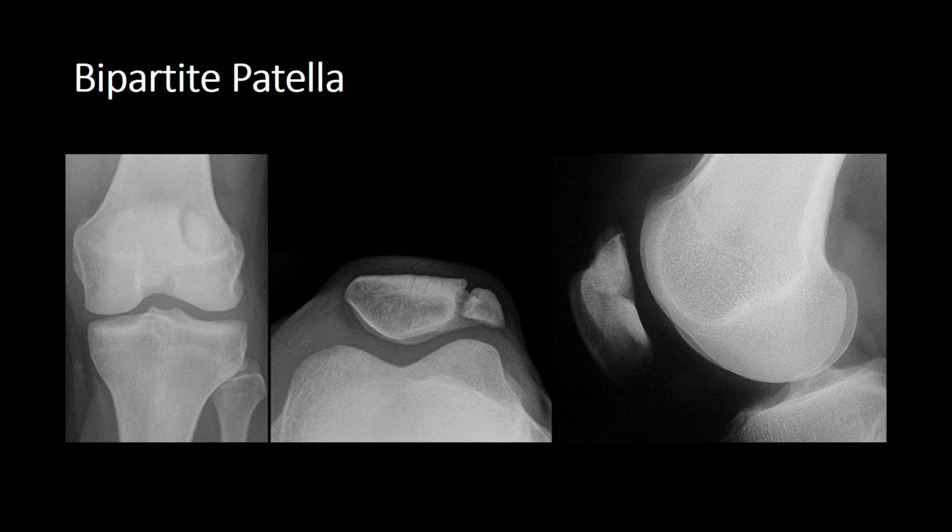Sometimes the bipartite has not actually been ossified, so you will see a notch in the superolateral aspect without any adjacent ossification. It's also possible to get tripartite patella, indicating there are 3 pieces, and even multipartite patella. Let's have a look at comparing bipartite patella with a fracture.